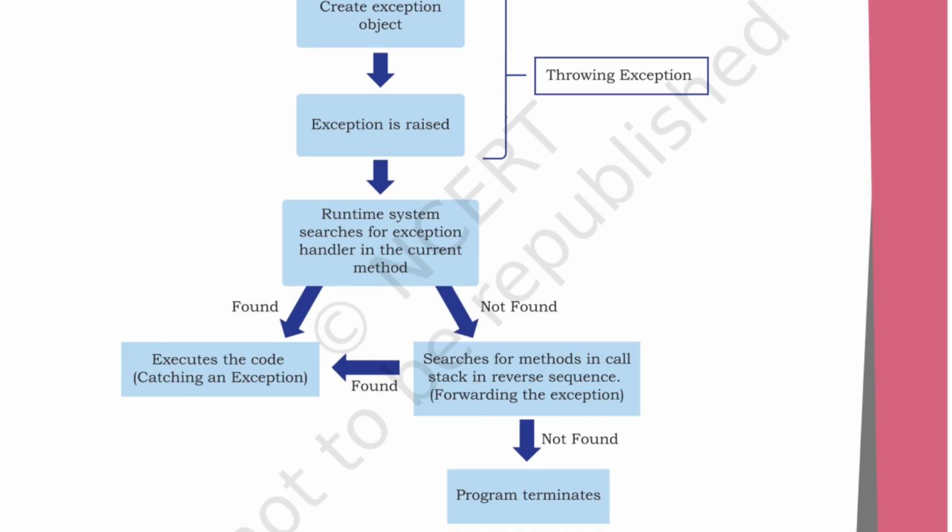If at the runtime there is an exception handler found, then we execute the code that is catching the exception. If at the runtime system the exception handler is not found, then we have to search for the method in the reverse order, forwarding the exception, and lastly we terminate the program.